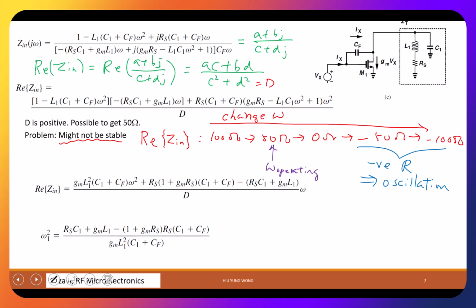Why? Because you may say, no, I'm operating at 5.5 gigahertz, right? I did not supply any, let's say, 2 gigahertz signal. It only oscillates below 2 gigahertz. I did not supply any 2 gigahertz. I only supply 5.5. Why would it oscillate?